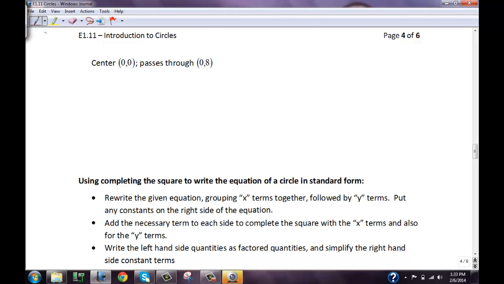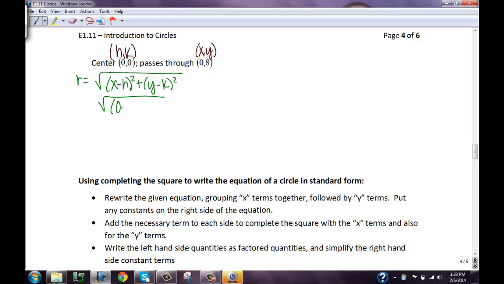Alright, so the first thing I'm going to do is notice they already gave me my center, which is (h, k), and then it passes through this point, so I'm going to call this (x, y). I need to find my radius so I can find the distance between my center and this point. So my radius is equal to the square root of (x minus h) squared plus (y minus k) squared. I have the square root of x, which is 0, minus h, which is 0, squared, plus y, which is 8, minus k, which is 0, squared. So I end up with 0 squared plus 8 squared, which is just the square root of 64, which means that my r is 8.